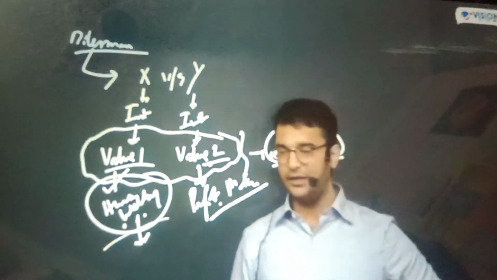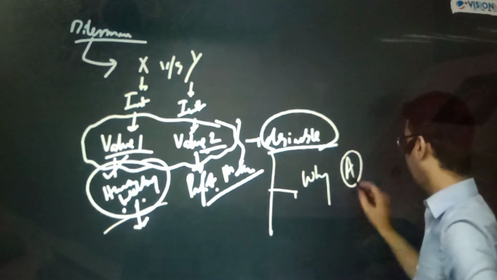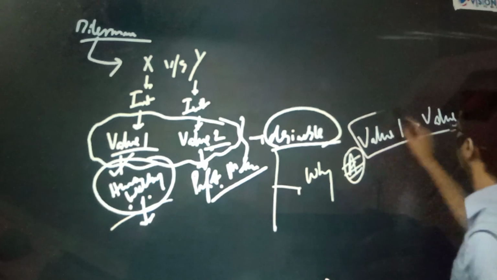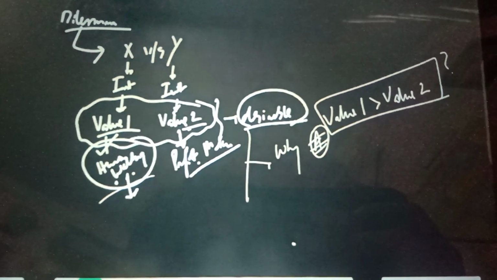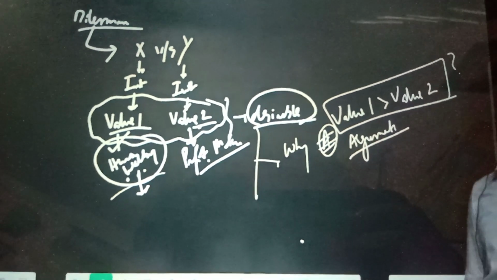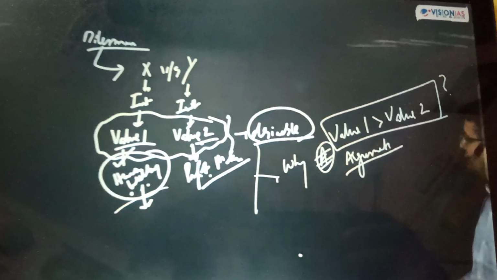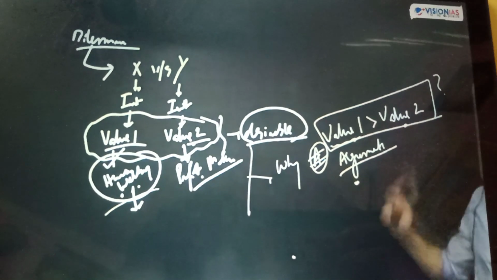When it comes to why, you must explain why value 1 is being put at a higher pedestal as compared to value 2. Examiner will assess your answer on the basis of this why. Have you given supporting arguments or not? Is your answer argumentative? Step by step manner में आपका आंसर अराइव करना चाहिए. You argue that why pursuit of value 1 is more desirable as compared to pursuit of value 2.